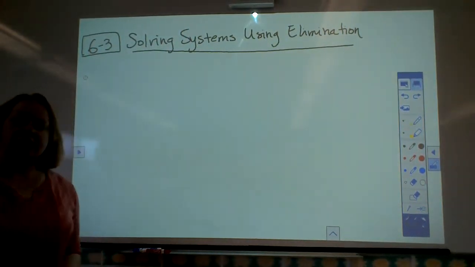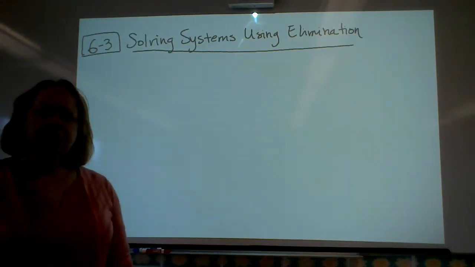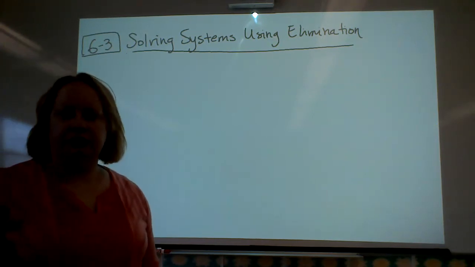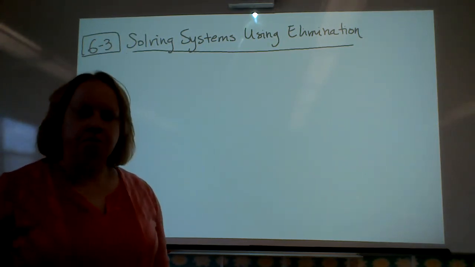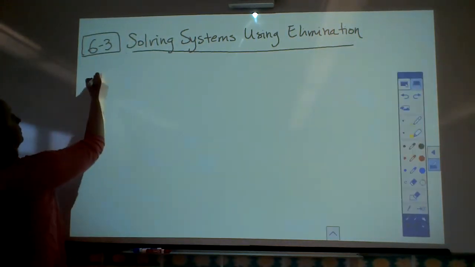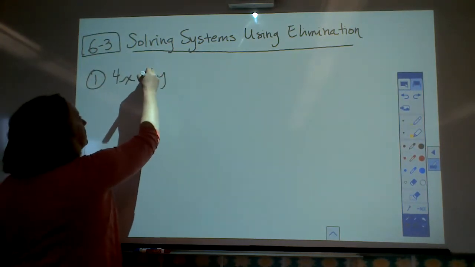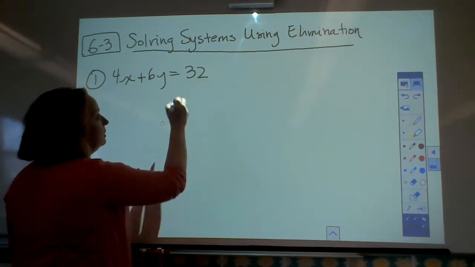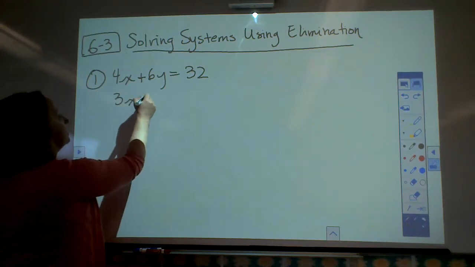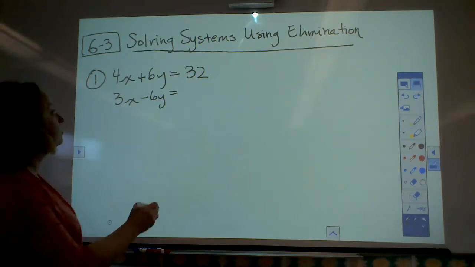All right, we're going to start our lesson today and talk about how to solve systems using elimination. It's one of the easiest methods to solve systems, so I hope you like it and find it as simple as I do. So, all right, we're just going to start with one problem, and here it is. We have 4x plus 6y is equal to 32, and 3x minus 6y is equal to 3.